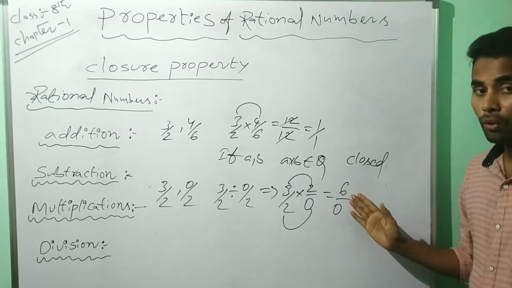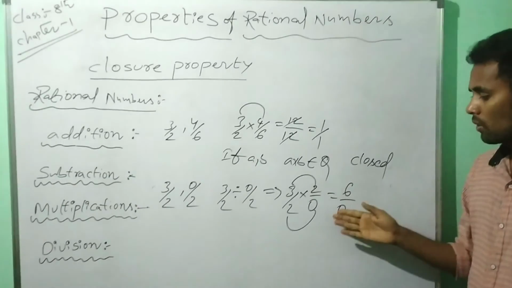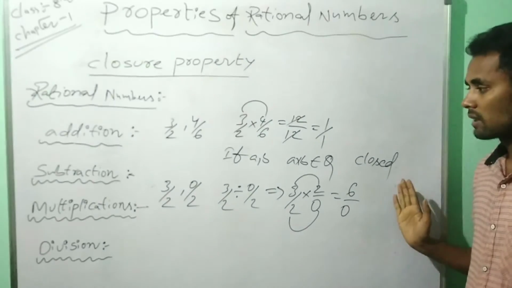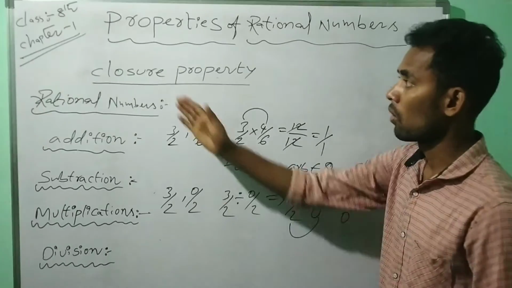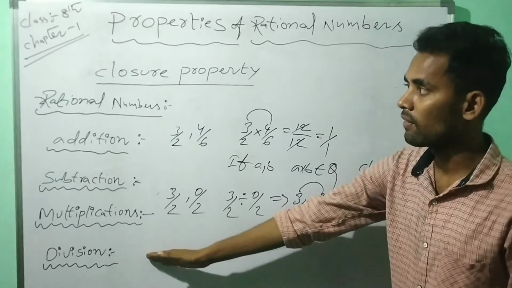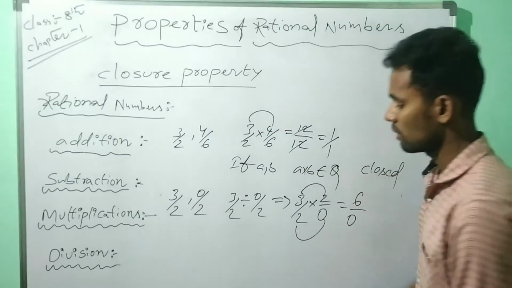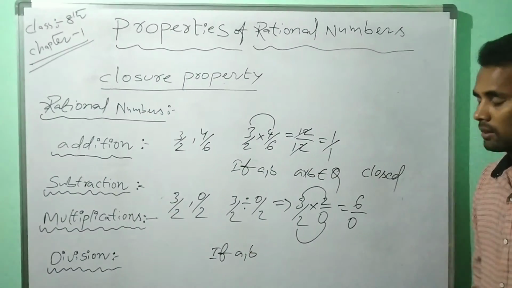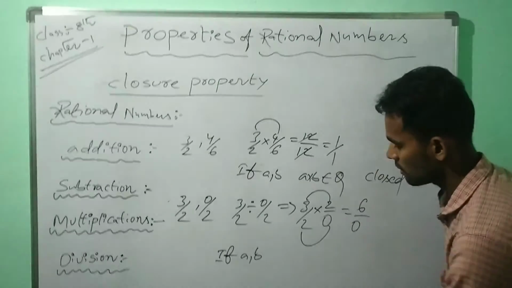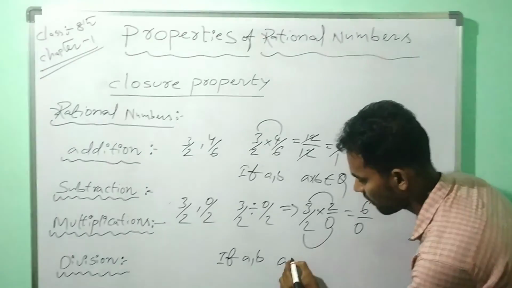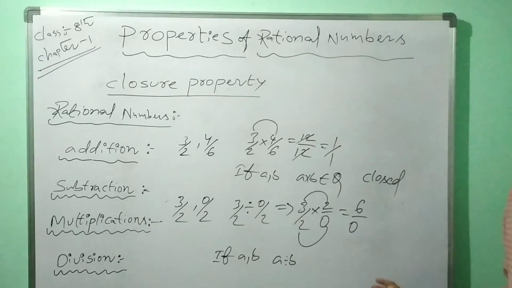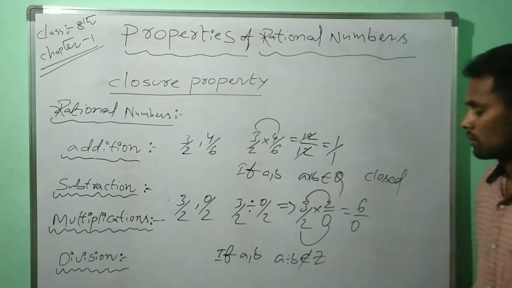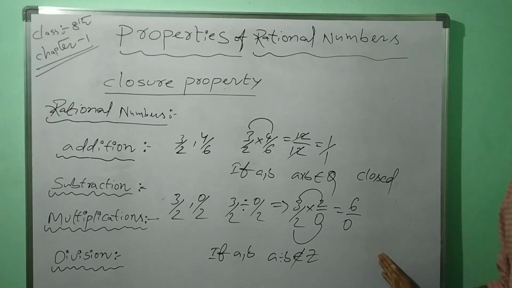Here q equals 0, but q must not equal 0. So this is not a rational number. So the closure property is not satisfied under division in the set of rational numbers. If a and b are any two rational numbers, then a divided by b is not always a rational number. So rational numbers are not closed under division.